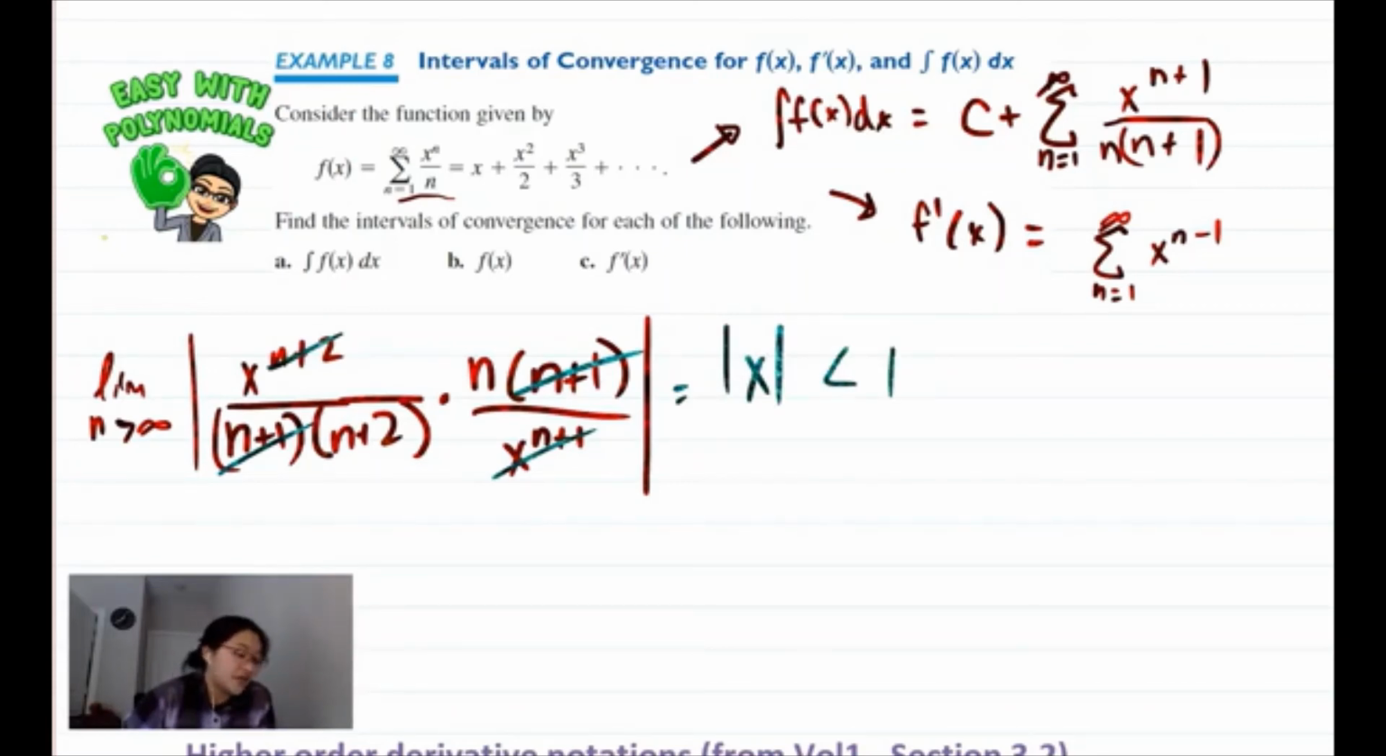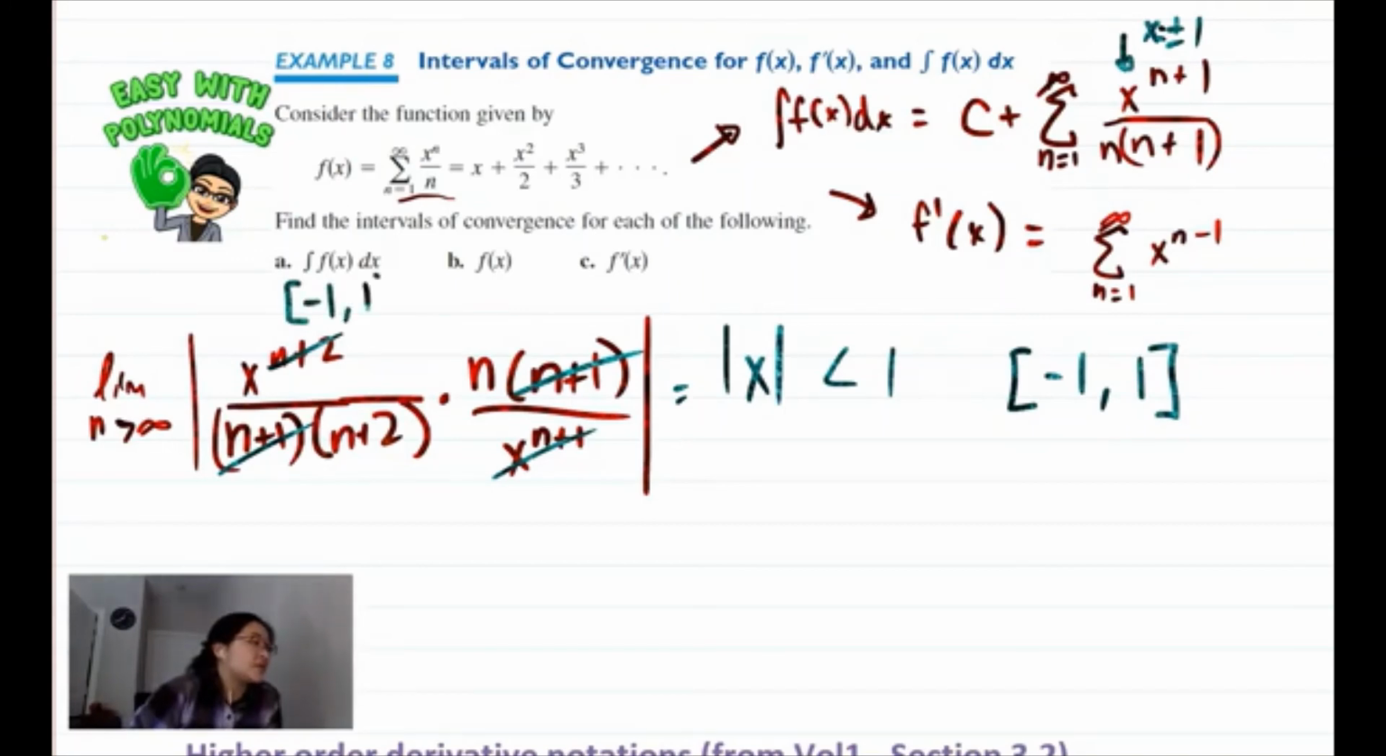And then we need to check our endpoints. So what's happening here? Well, if you plug in x equals plus or minus 1, what happens? Well, we get P series, and so this converges on our endpoints. P series where P equals 2, right? So we got convergence on our endpoints. So our interval of convergence is from -1 to 1, including our endpoints.